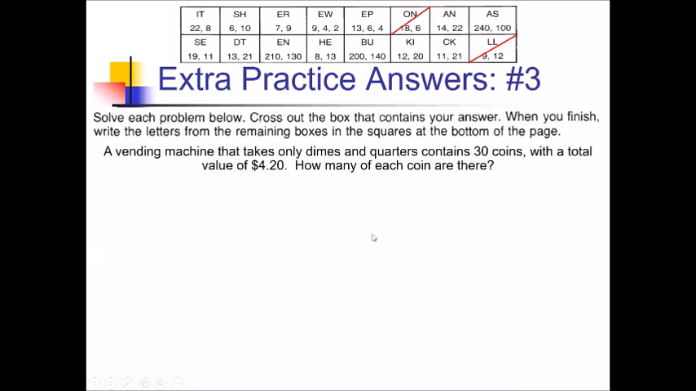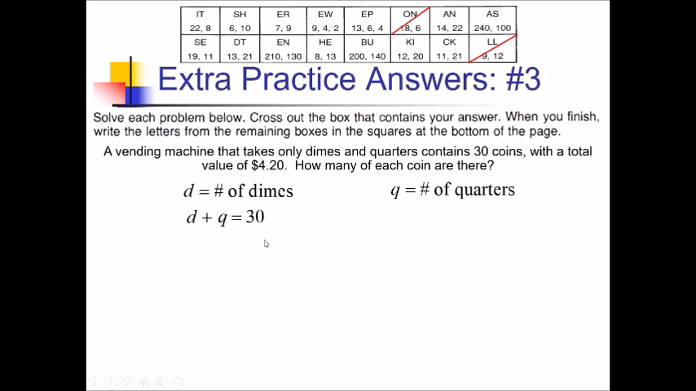For this problem, we have a vending machine that takes only dimes and quarters, containing 30 coins and a total value of $4.20. How many of each coin are there? So let's set up our variables. D will be the number of dimes, Q the number of quarters. And since there's 30 coins and we know that there's only dimes and quarters, that means if I take the number of dimes, D, and add to that the number of quarters, Q, that total should come out to 30. So we can say D plus Q equals 30.